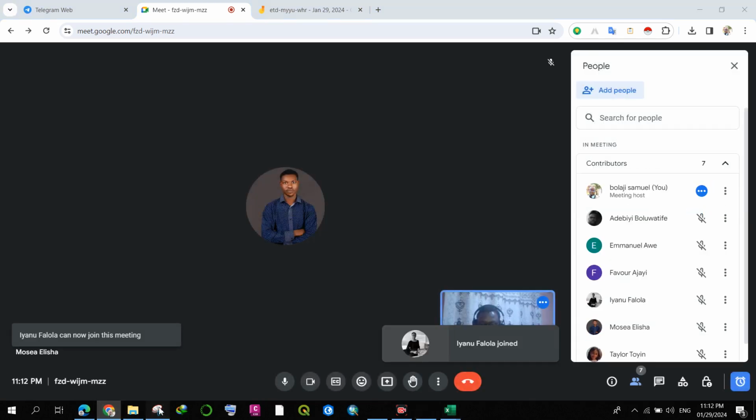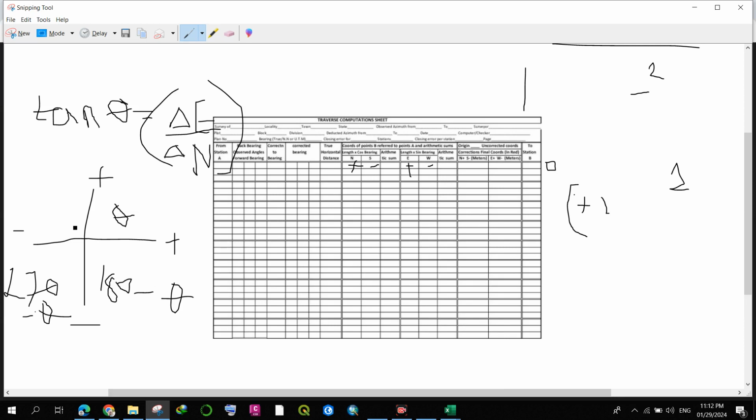So sometimes you might be asked to find the coordinates of other points given a bearing and the distances. Did you get my point? That one also is very simple. You just use your formula, but before I get there, let me just complete this first.